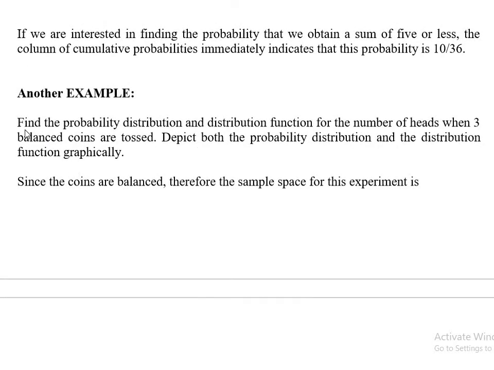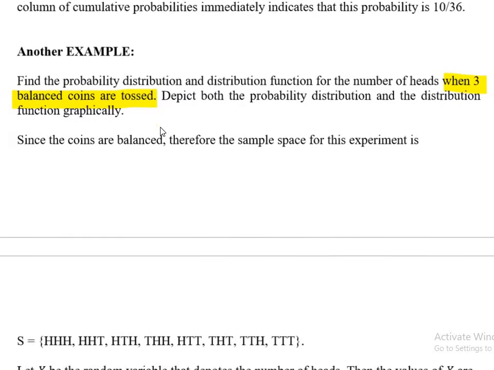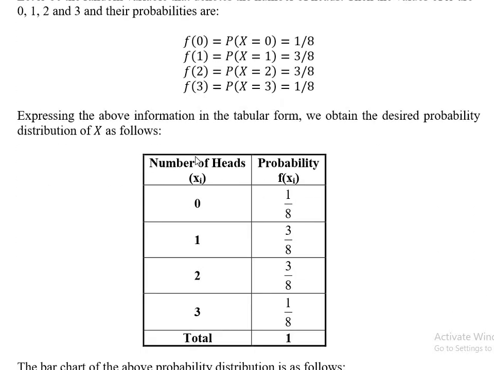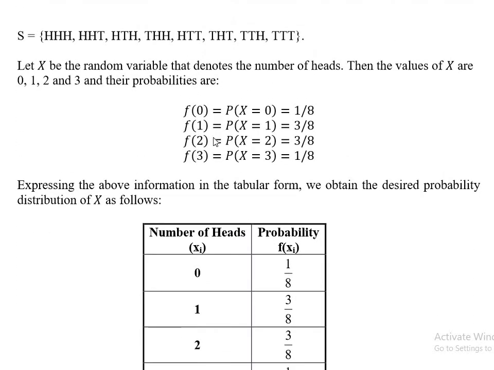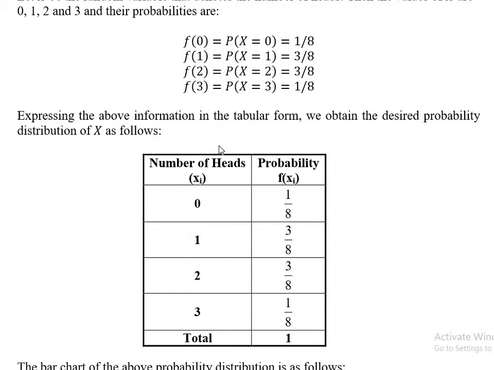This was the example where 3 balanced coins are tossed. So if we toss 3 balanced coins, you know that the probability distribution for that is this one, because there are 8 possible outcomes, 2 to the power 3, 8 possible outcomes: head, head, head; head, head, tail; head, tail, head; head, tail, tail. Then tail, head, head; tail, head, tail; tail, tail, head; and tail, tail, tail. So these are 8 possibilities.